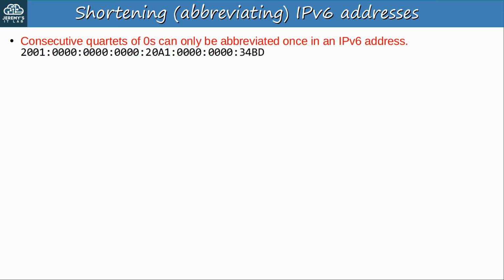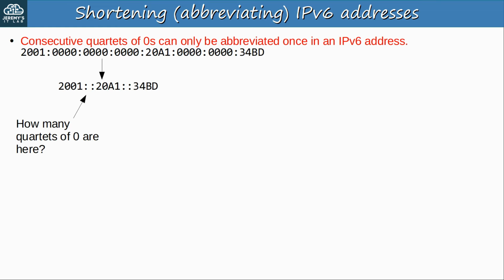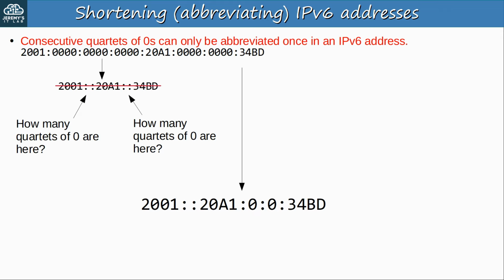Why is that? Well, look at this address here. You might try to shorten it like this. But now we have a problem. We know there should be 8 quartets in total, so there are 5 quartets of all zeros. But how many quartets of zeros are here? 2? 3? We can't know. How about here? Maybe there are 2 quartets on the left and 3 on the right, or maybe 3 on the left and 2 on the right. So this is why we can only abbreviate the all zero quartets once in an address. Instead, we should shorten the address like this. The left side has 3 all zero quartets, so I replace them with a double colon. On the right side, which has 2 all zero quartets, I simply removed the leading zeros.